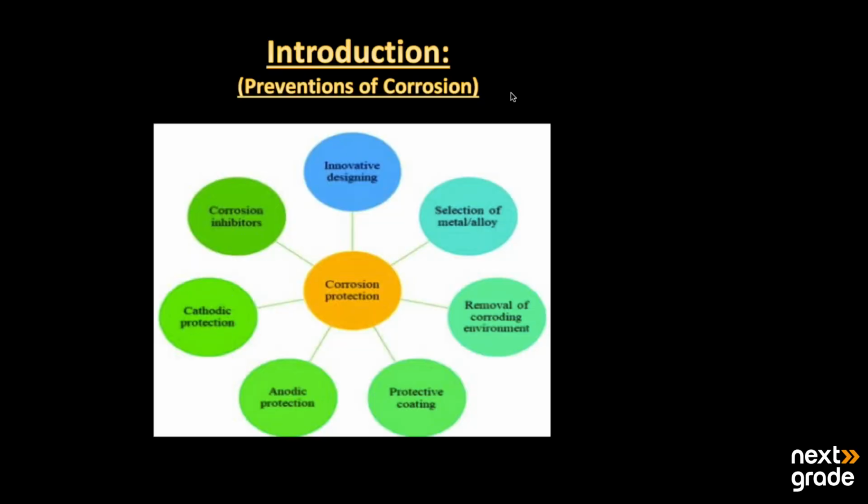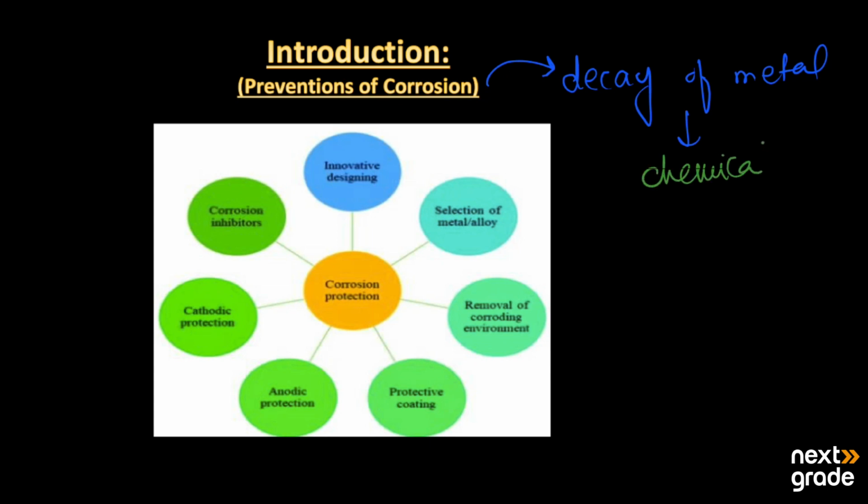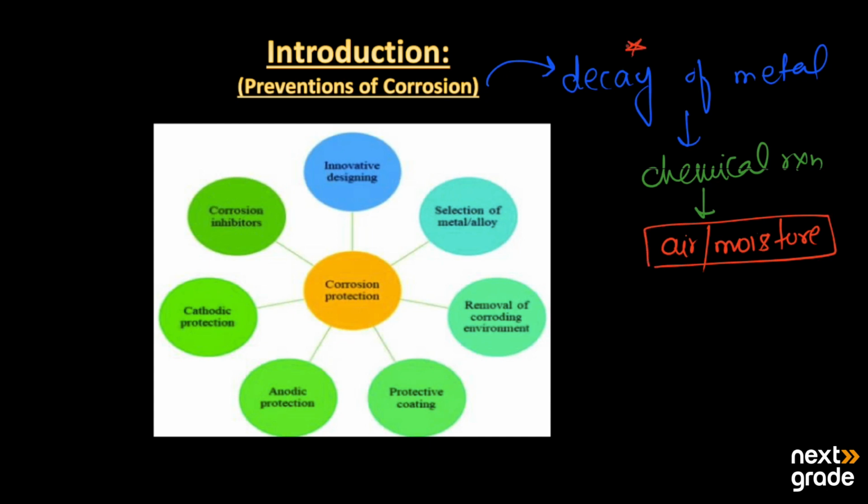So, the topic we are going to discuss here is the prevention of corrosion. As we have already discussed, the process of corrosion is just the decay of the metal by surrounding chemical reactions, and that reaction takes place in the presence of air and moisture. So these two conditions cause the corrosion of metals. This is the simple decay or wearing away of the metal surface.